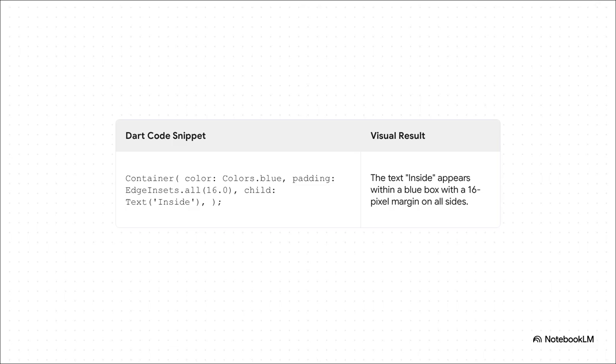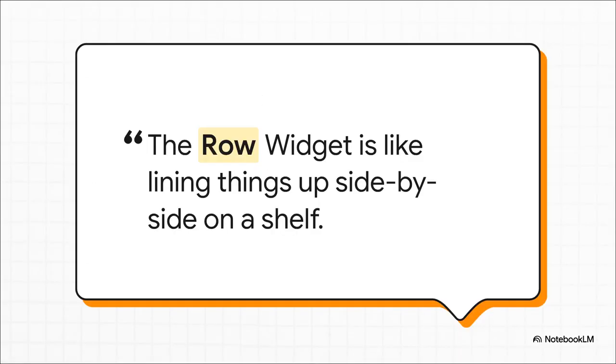Super powerful stuff. Okay, but what if you have more than one thing to arrange? A container can only hold one child. Well, for that, we have row. If you want to line things up side by side, like books on a shelf, you use a row. It's that simple. It takes a bunch of widgets and arranges them in a horizontal line.